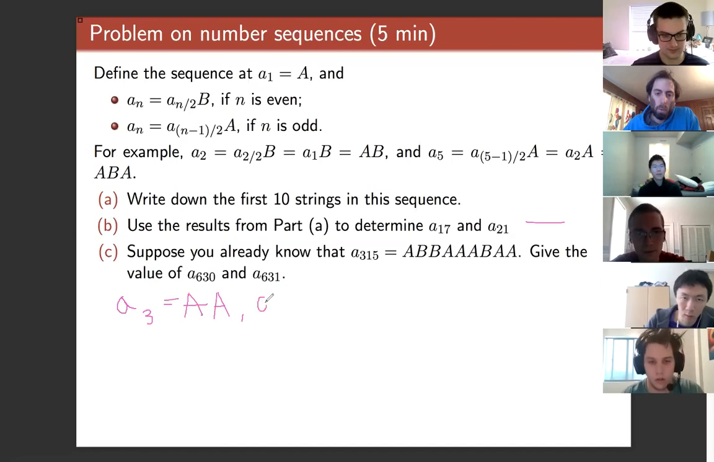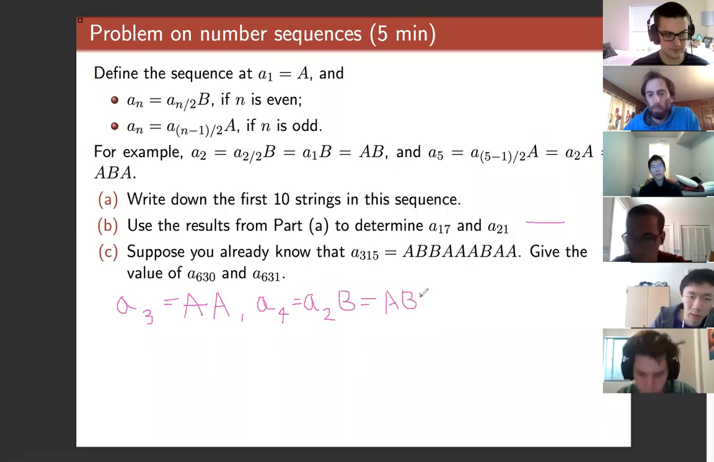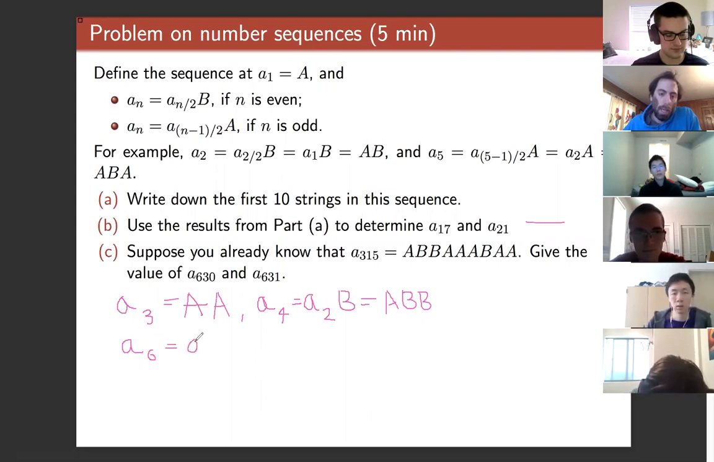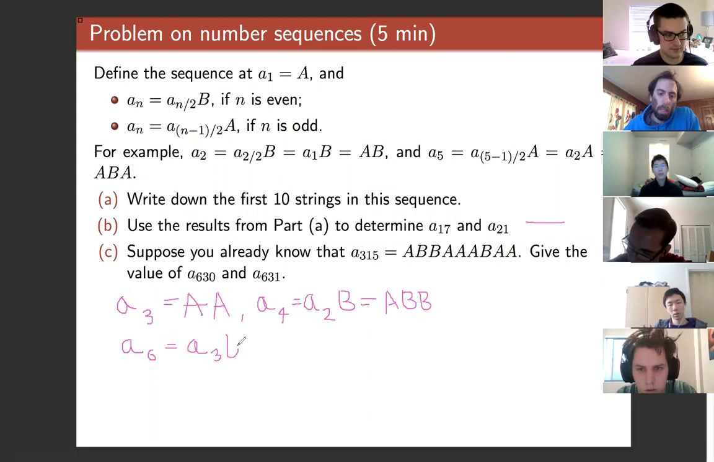Right, similarly, A4. 4 is even, so this is going to be A2 multiplied by B. And A2 was AB. So this is ABB. We already did A5, so let's skip on to A6. 6 is even. So this is going to be A3, just dividing by 2 to get the 3 there, multiplied by B. A3 was AA. So this is AAB.